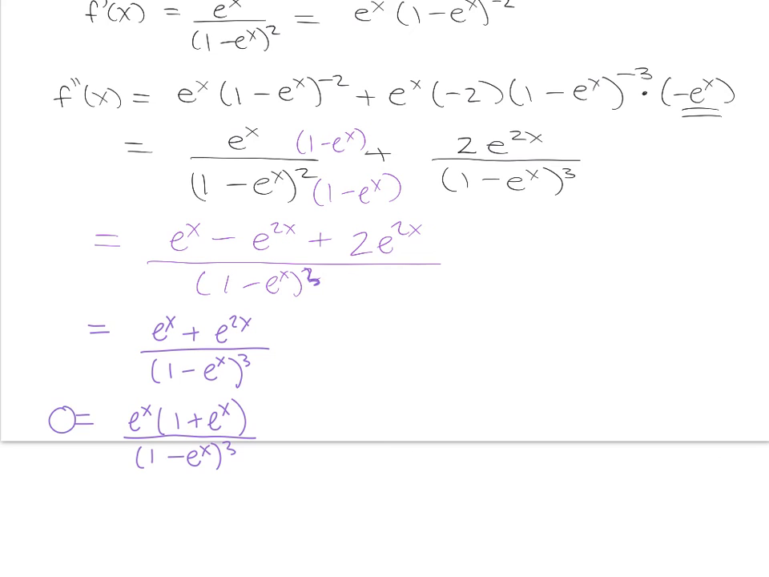So where is this 0? It actually isn't 0 in many places. I don't think it's ever equal to 0. So f prime prime does not equal 0 ever. So the only number you put on there is the undefined point. Where was the undefined point? X equals 0.